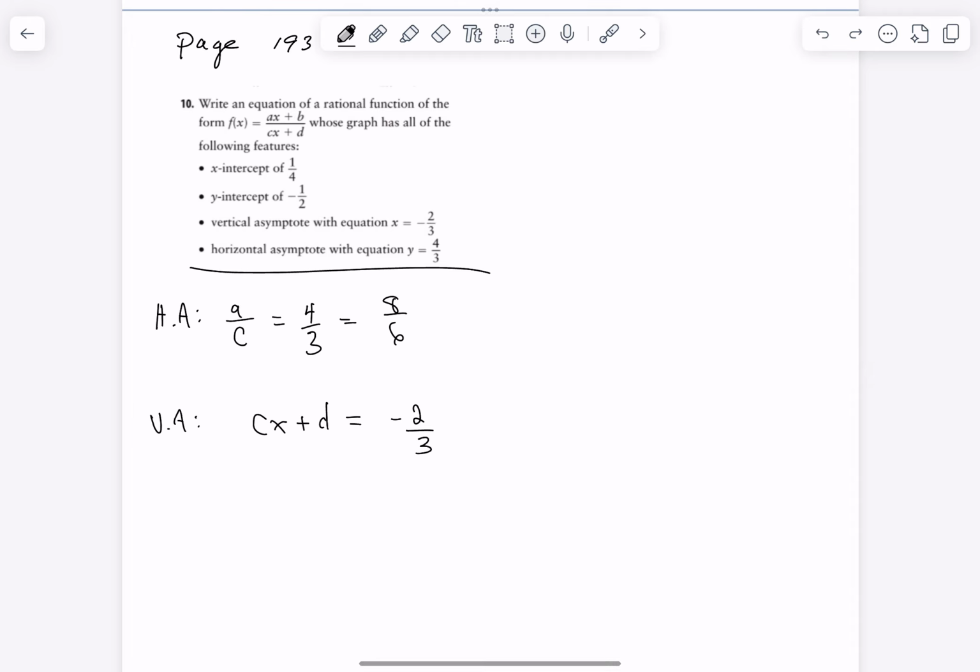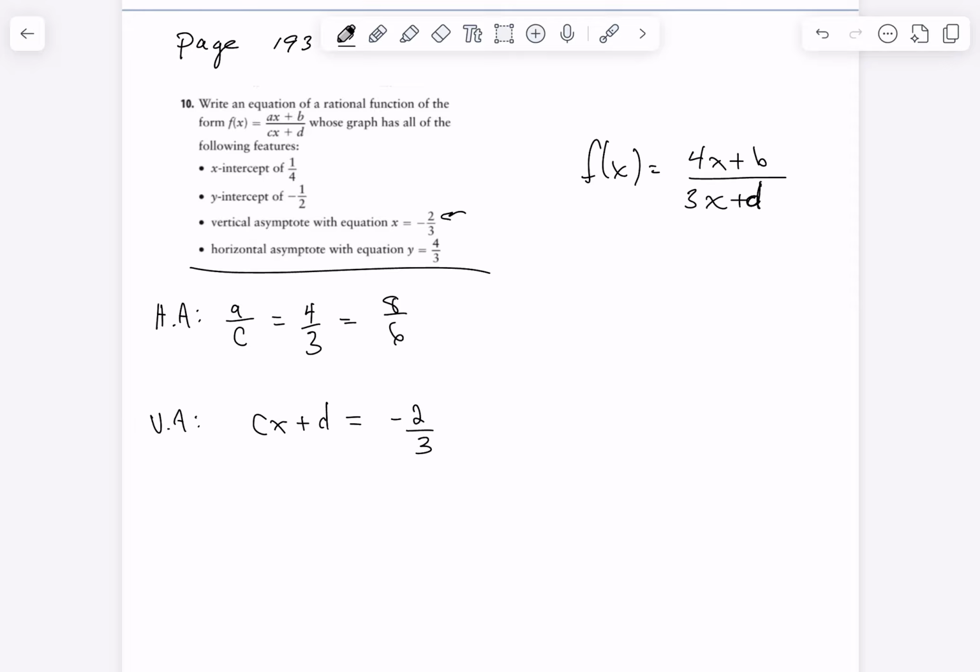Okay, and so I'm just going to rewrite my function as 4x plus b over 3x plus d. Okay, and that takes care of the horizontal asymptote. And then what I'm going to do is say, if I treat A over C as 4/3, then I'm going to try and solve for what d would have to be in order to give me a vertical asymptote of -2/3, right? And it tells me that x is -2/3.